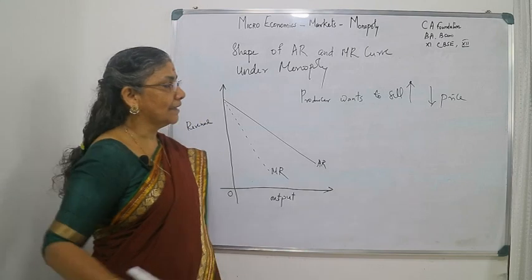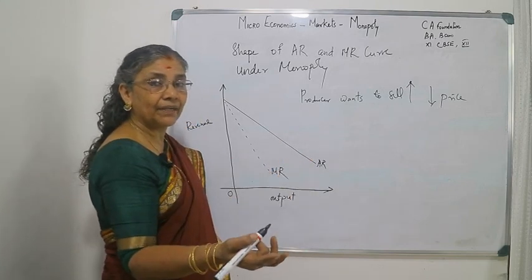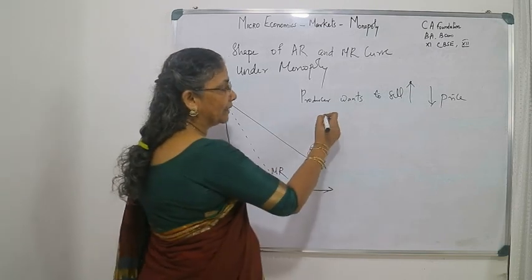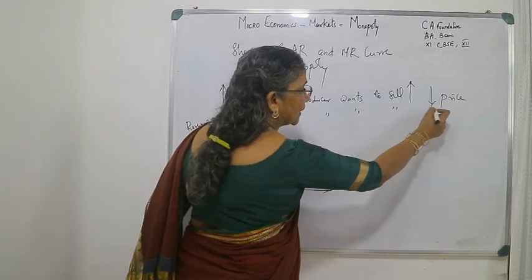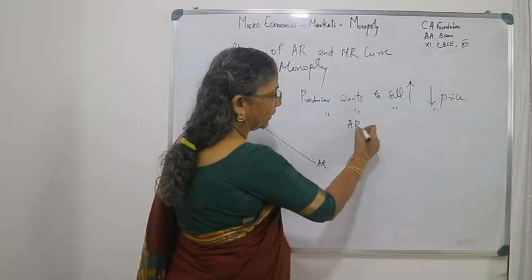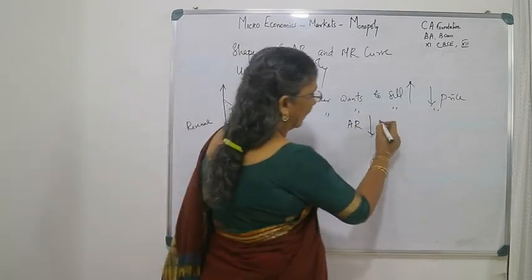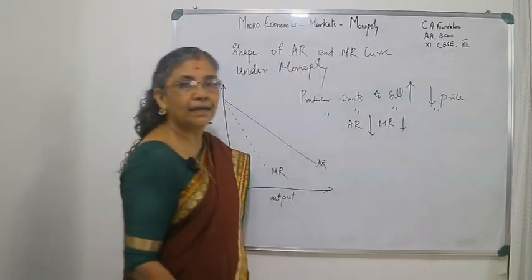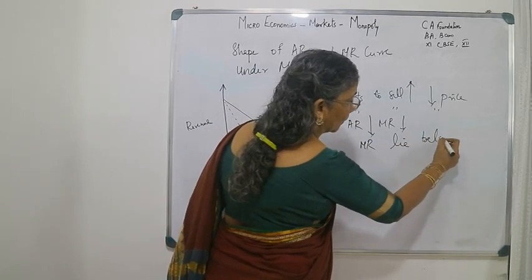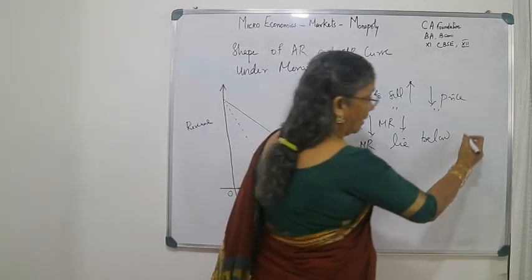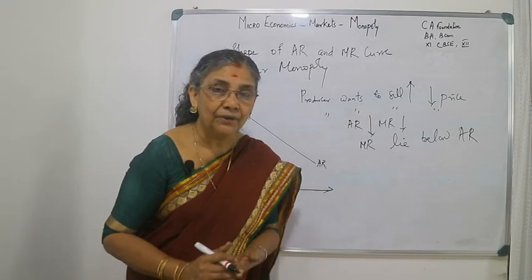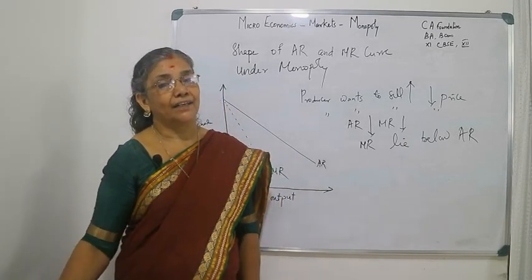What is the shape of the marginal revenue curve? It is also sloping downwards from left to right. What is the reason? The same reason: if the producer wants to sell more units, he has to reduce the price of the products. So the AR curve is sloping downwards, the MR curve is sloping downwards, and the MR curve will lie below the average revenue curve. That means marginal revenue will always be lesser than average revenue.